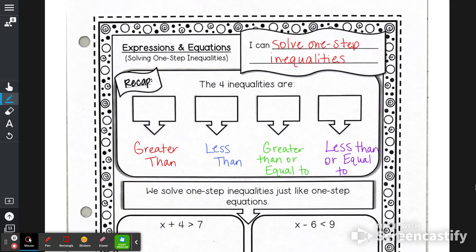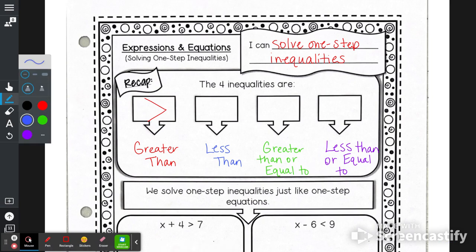We have 4 inequality signs. Greater than, how would we write greater than? Which way is our alligator mouth going to be opening? To the right or to the left? The left, absolutely. So greater than, okay. Which way is our alligator mouth going to be opening for less than? To the right. Absolutely.